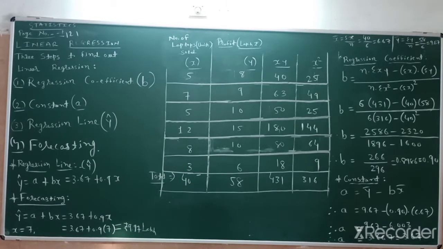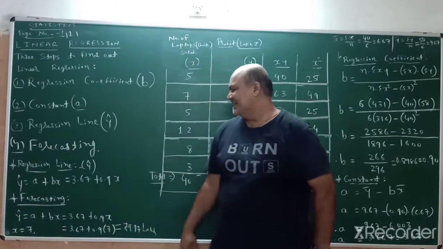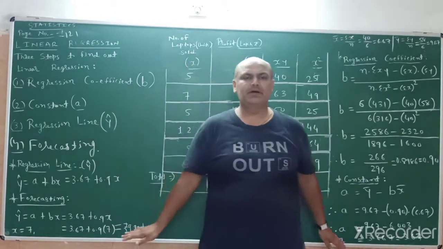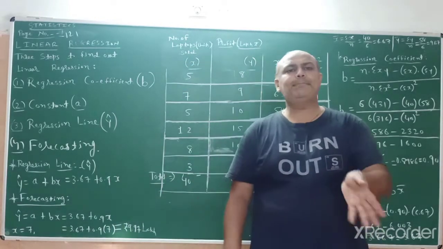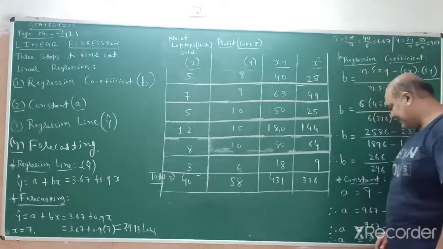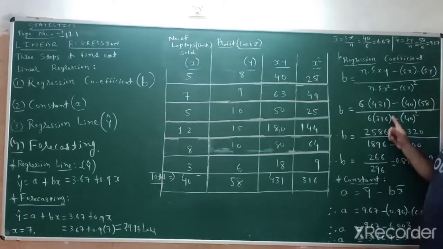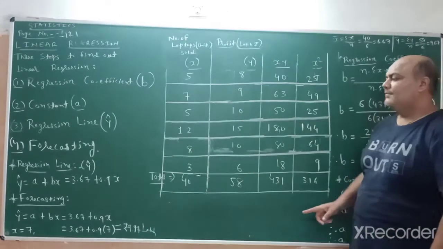So students, after finding the constant that is A, now we have to move towards our third main step, and that is the regression line. Regression line means y cap. Y cap is equal to A plus bx. A is 3.67, here it is the answer. At last we find plus b. B means 0.9. Here it is plus x.